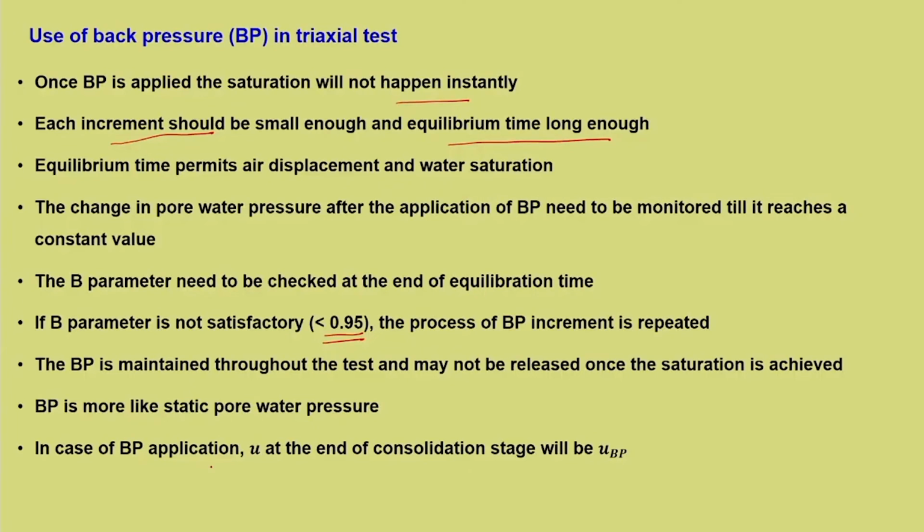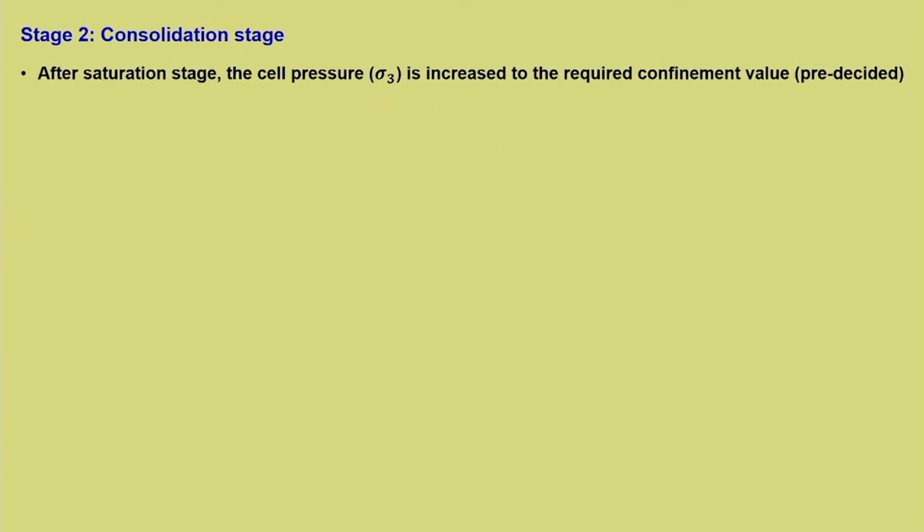So, in case of back pressure application, U at the end of consolidation stage will be U of back pressure, that is there will be some amount of pressure already existing in the sample. If back pressure is not applied for saturation, then U at the end of consolidation stage will be 0. Stage 2 is the consolidation stage. After saturation stage, the cell pressure is increased to the required confinement value, which is already pre-decided by the person who is conducting the test. The drainage valve is opened for consolidation to happen.